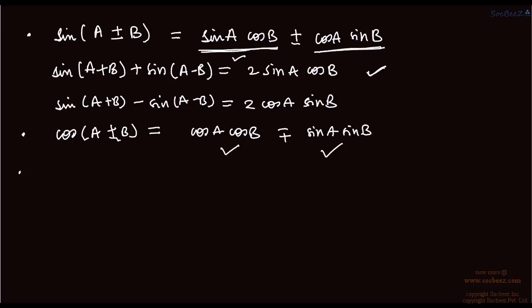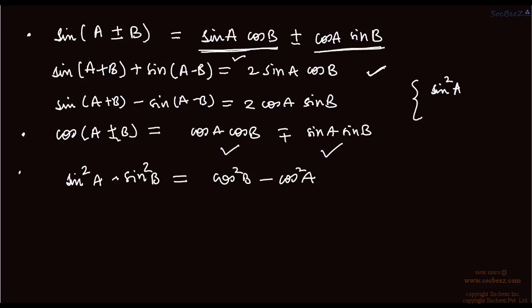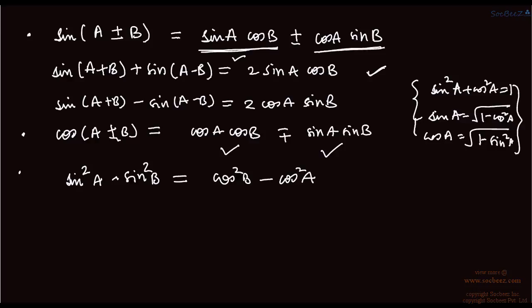Okay. So, next one is sine square A minus sine square B, that is equal to cos square B minus cos square A. First of all, let me tell you that sine square A plus cos square A is equal to 1. This you learn in 10th mathematics. The sine square A plus cos square A is 1, and from here you can calculate that sine A is root of 1 minus cos square A, or cos A is root of 1 minus sine square A. Okay. So these things you learn in 10th mathematics. I am using it here.